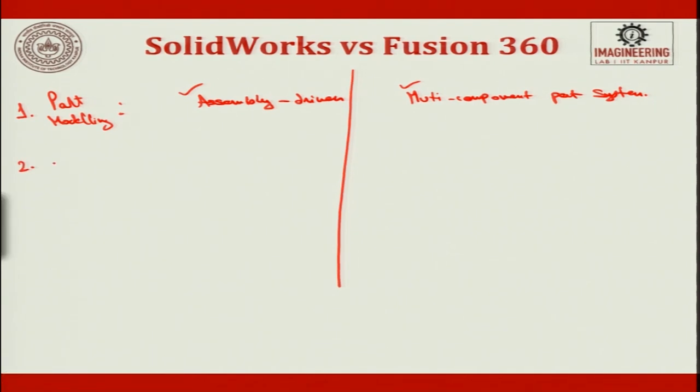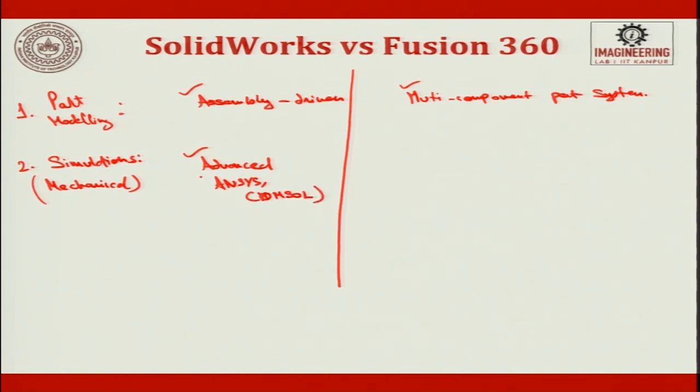Now comes the second difference I will put, regarding simulations. When I say simulations, I will talk about mechanical simulations. Simulations in SolidWorks, though it is a proprietary software, are advanced. Similar to SolidWorks, we have ANSYS and COMSOL, which are even more advanced than this, right? But these are quick and easy to use simulations that can be carried out in Fusion 360.